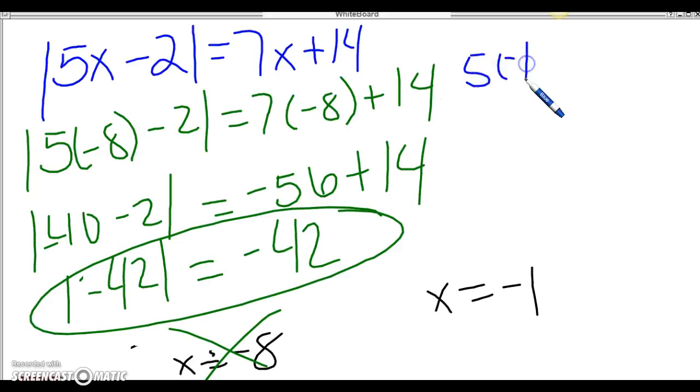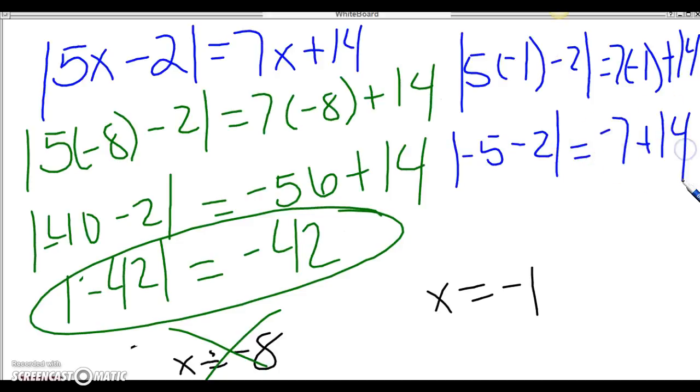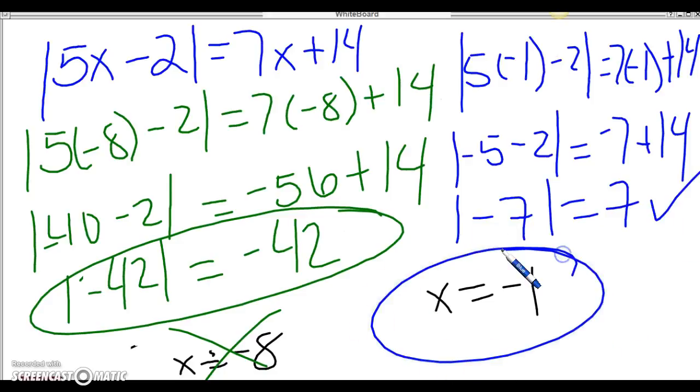5 times -1 minus 2 equals 7 times -1 plus 14. So I get the absolute value of -5 minus 2 equals -7 plus 14. And that already looks better. So I get the absolute value of -7 equals 7. So the absolute value of -7 does equal 7, so that works out. This is an actual solution that's not extraneous. I hope this helps.